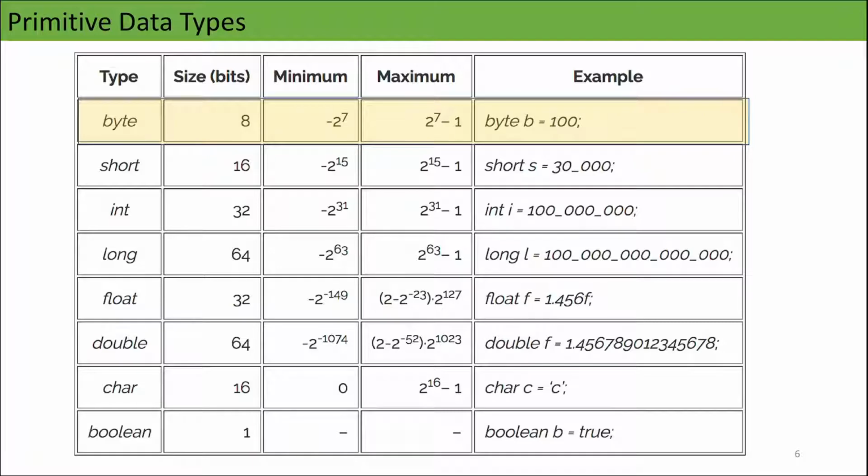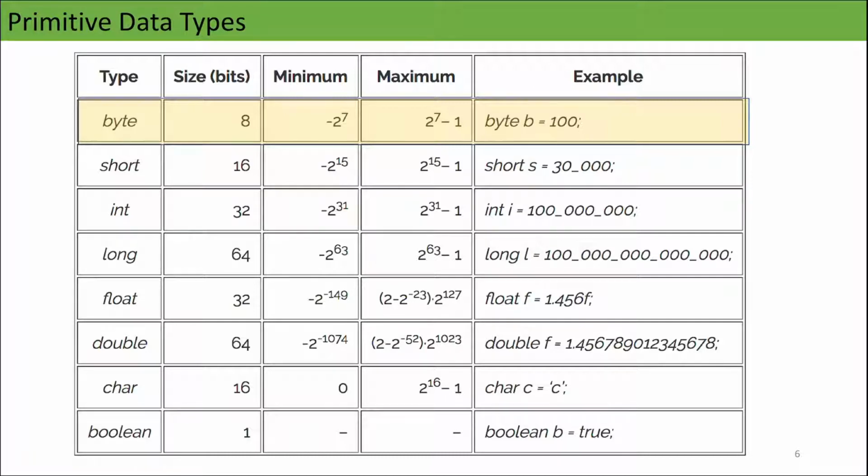It is only 8 bits of space, so you can store a maximum of minus 2 to the power 7 on the negative side, so you can store a maximum value of 128 in negative. So if you have minus 128, you can store it in byte. If you have minus 129, you cannot store it in byte. You need to look at the next one.